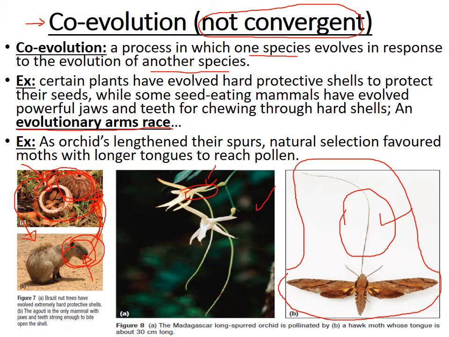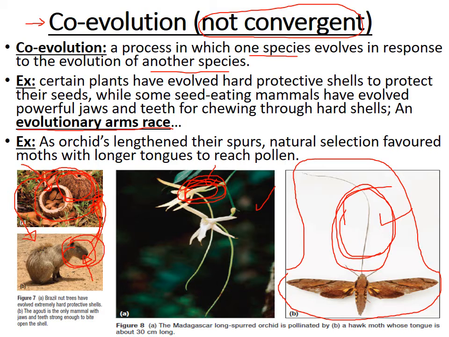Now, the reason that orchids may have developed a long spur is thought to be that it would force hawk moths to spend a longer time on the flower and therefore be more likely to pick up pollen. But the idea is that as orchids developed longer spurs and evolved over time, natural selection favored the evolution of hawk moths with long tongues to reach that.